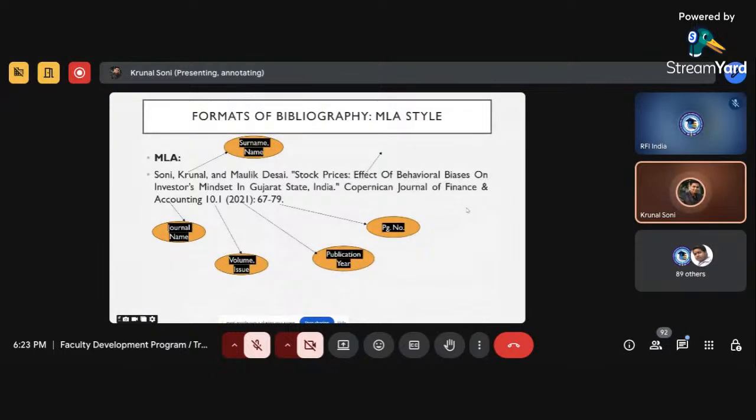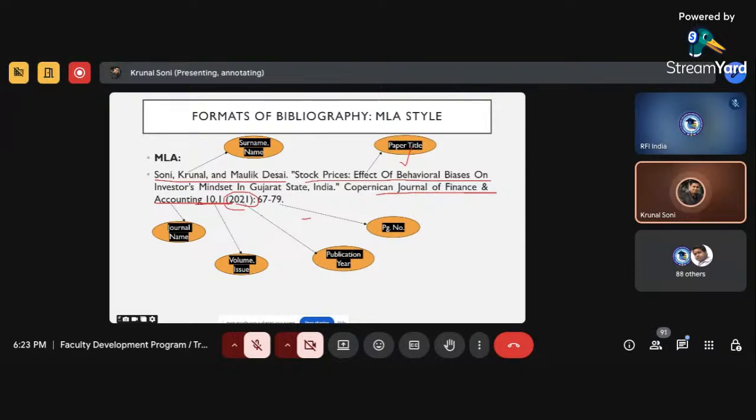You can see this. This is MLA style, as I already mentioned. The difference point is the full name, with the surname and last name and full name. Then this is the paper title, as you can see, the title of the paper, right? Then this is Copernican Journal of Finance and Accounting. It is the name of the journal where it has been published. Then 10 is volume and 1 is issue number. 2021 is year of publication, and 67 and 79 is page number.